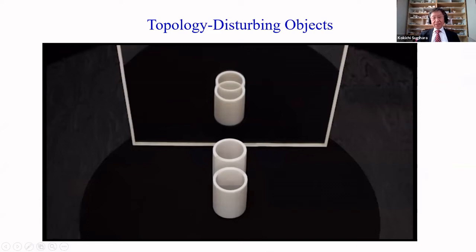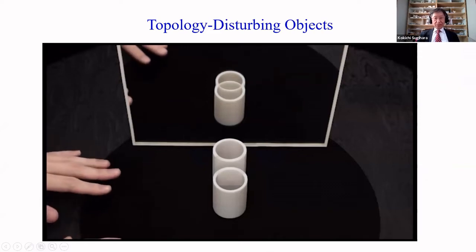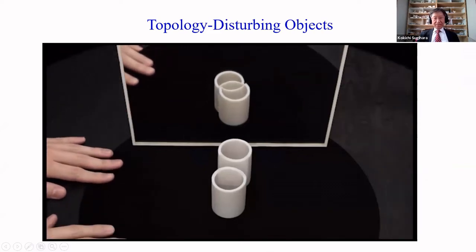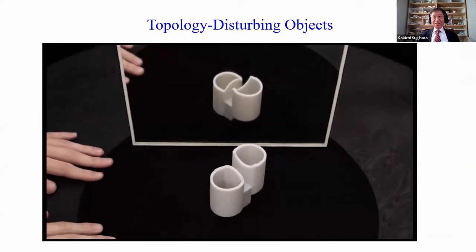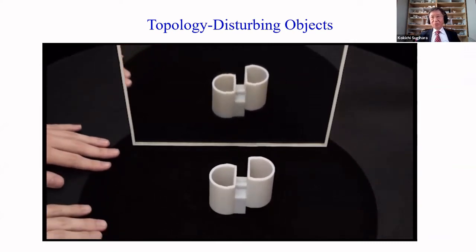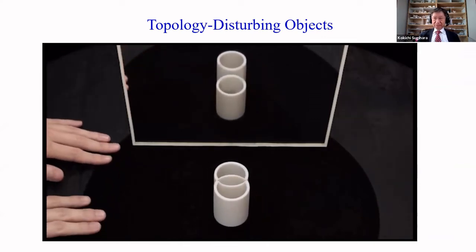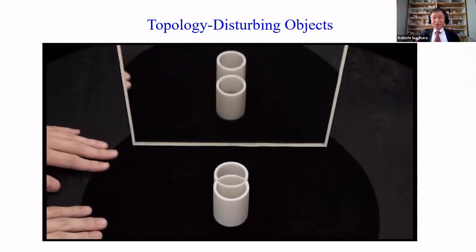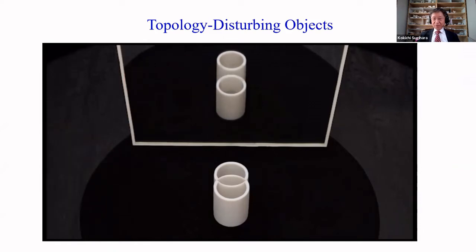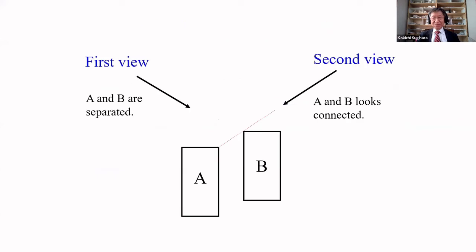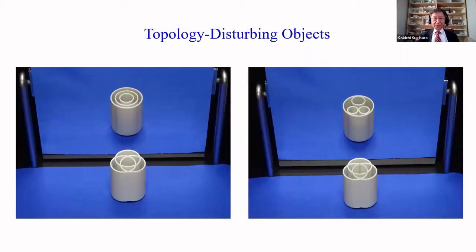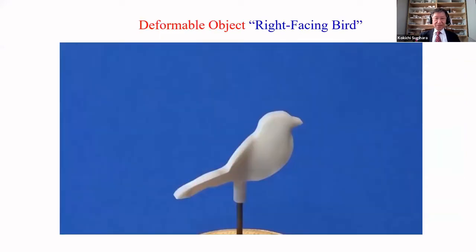Another one is like that. Here we have an object. They do not change their shapes, but they change their way of connection. They are separated from the first viewpoint, but intersecting from the second viewpoint. And the background mathematical method is the same. And using this trick, we can construct various objects like that.